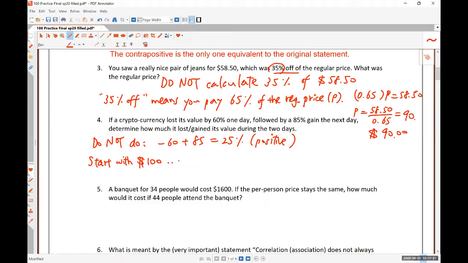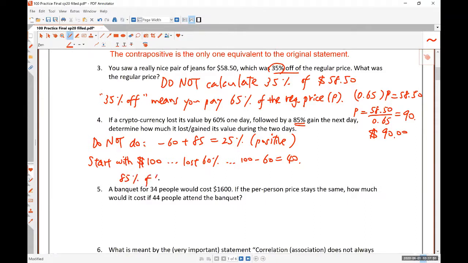Now, you lost 60% of the value. So that means the first day, you lost $60. So 100 minus 60 is 40. So $40 is how much this cryptocurrency was worth after that first day. And then it gained 85%. 85% of what? That is the question.